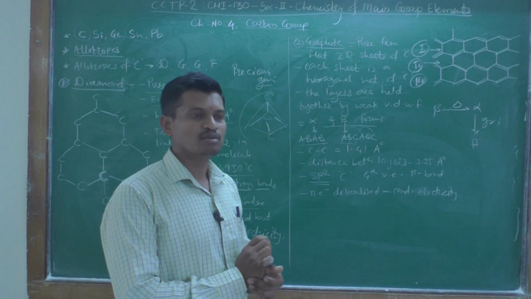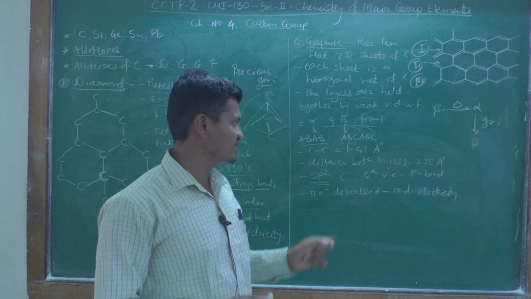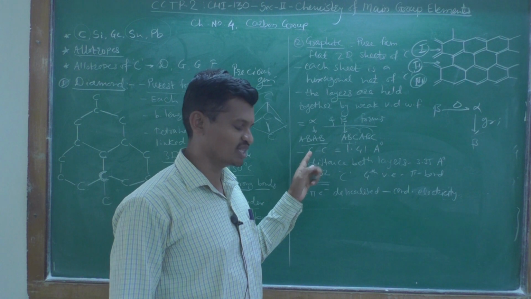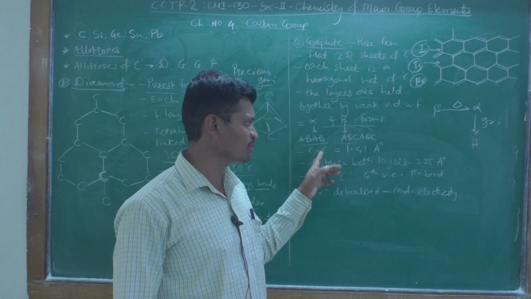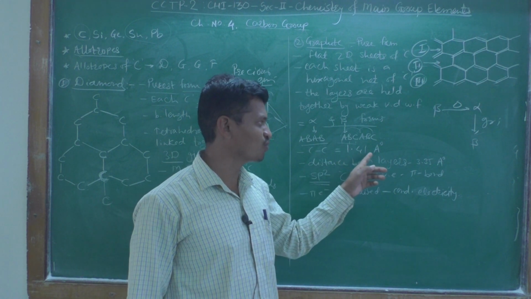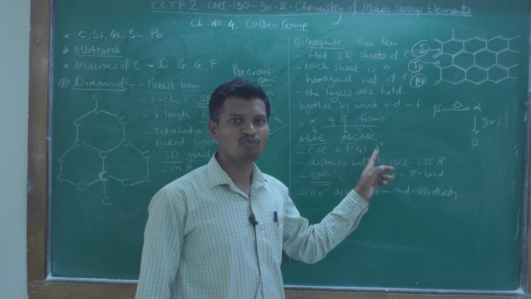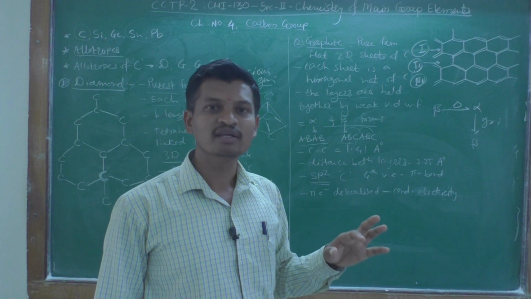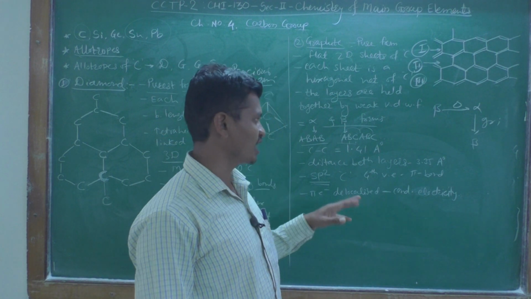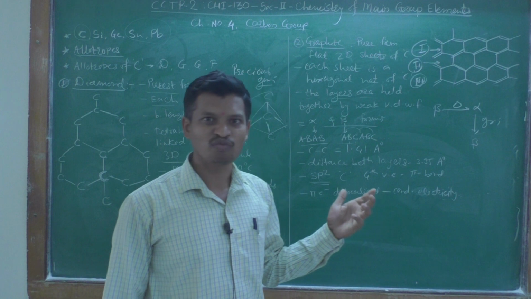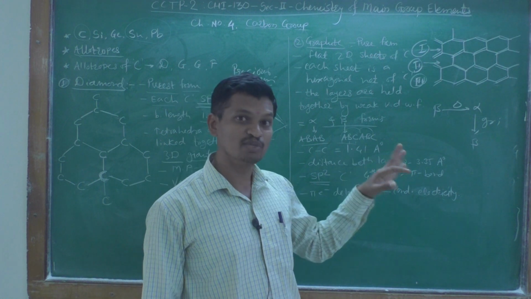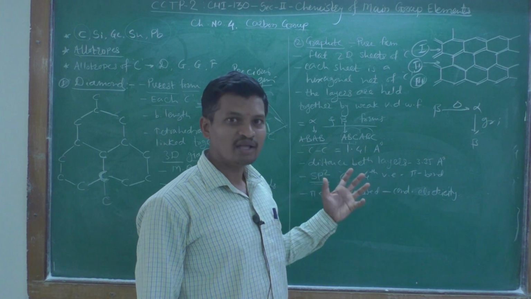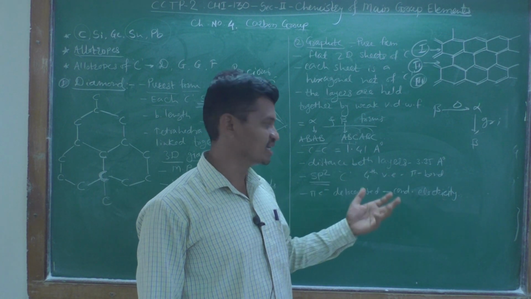Now coming to the structure and bonding of graphite, in this graphite structure the carbon-carbon bond length is 1.41 angstrom units, which is very similar to the bond length observed in benzene. The bond length in benzene is 1.40 angstrom units. Why it is so, that we are learning here.